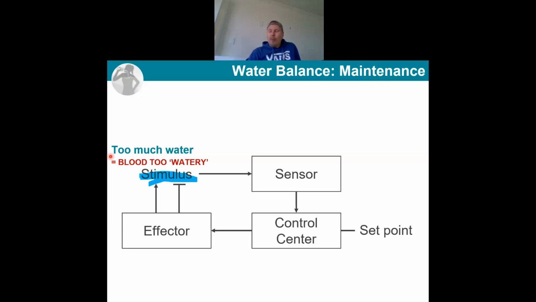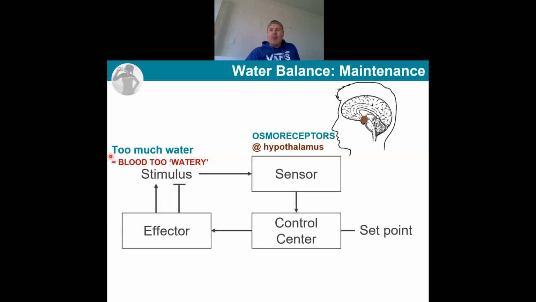There's extra water in our body. Well, of course, we're going to sense that with structures called osmoreceptors, which are located in the hypothalamus of the central nervous system. And the control center that we will see here is going to be the brain. We have the set point there, how watery blood should be. And if it's off from that, then we need to act. How could we act if you have too much water in your body?